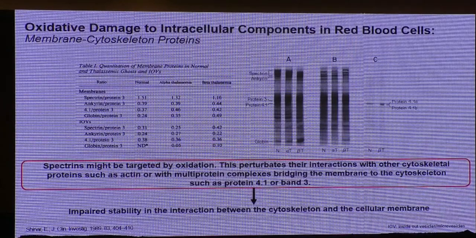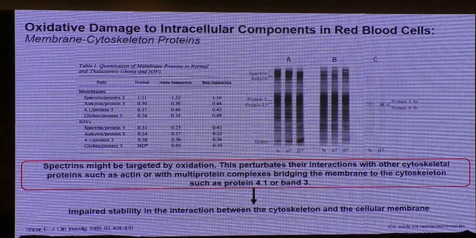So next we'll discuss some oxidative damage through some intracellular components of the red blood cells, and we're going to focus on membrane cytoskeletal proteins. So we have different membrane cytoskeletal proteins involved in these RBCs: spectrins, protein 3, protein 4.1, ankyrin, globin, so we have many. Just to give you an example, spectrins themselves might be actually targeted by oxidation, and what actually happens is that this perturbs their interaction with other cytoskeletal proteins like actin, or with other multi-protein complexes in the membrane of the cytoskeleton, and causes disruption of the cellular membrane.